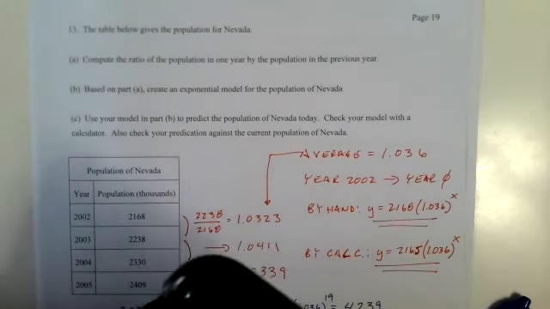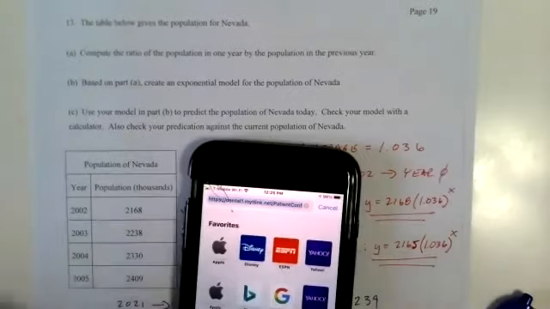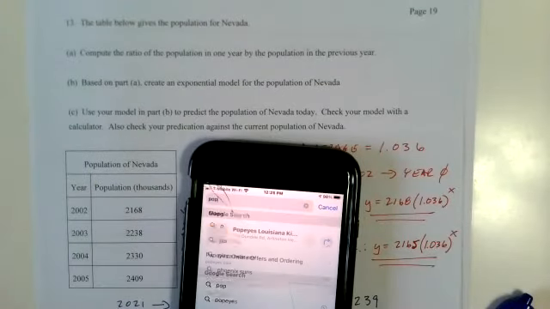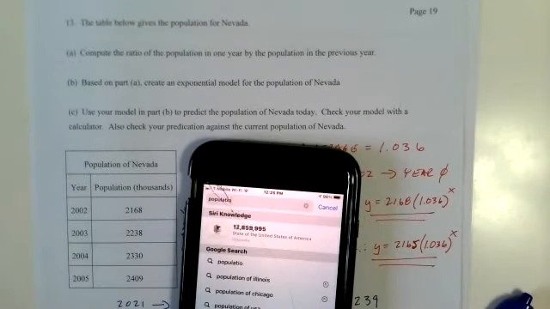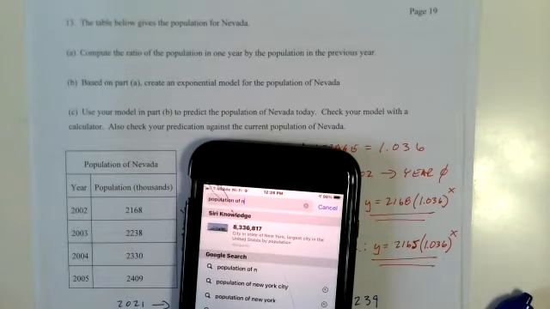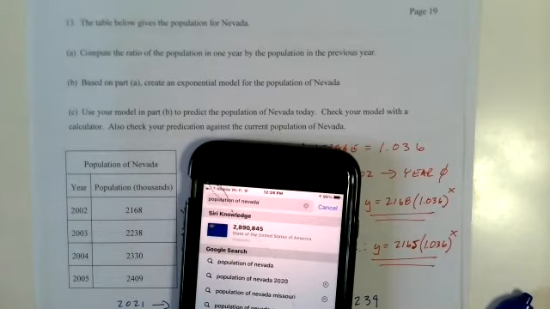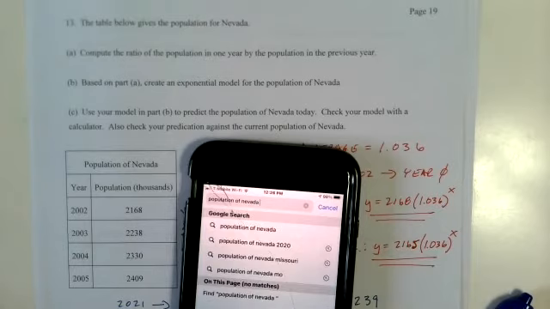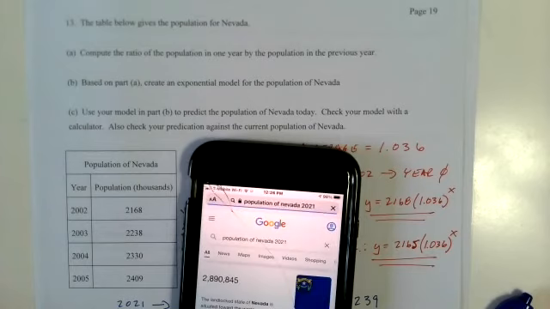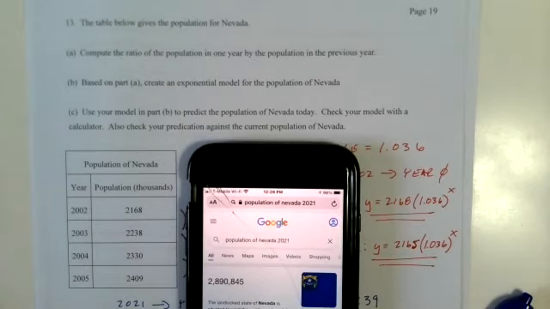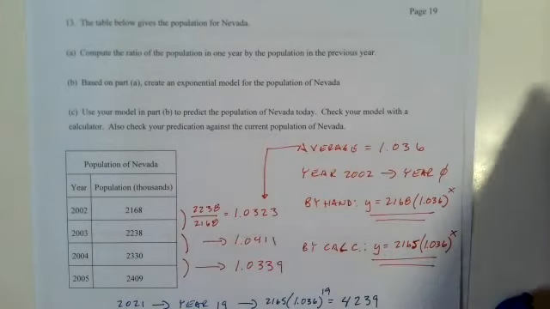So population of Nevada 2021. So they're going with 2,890,000. Interesting. So it has not continued to increase at the rate.